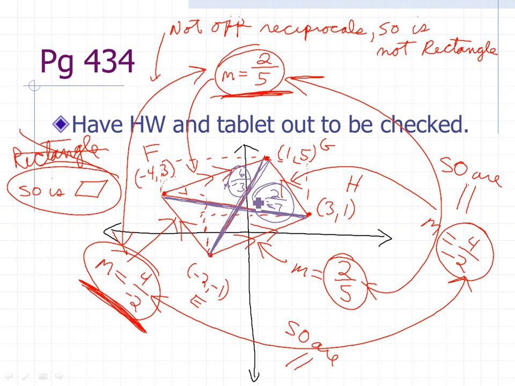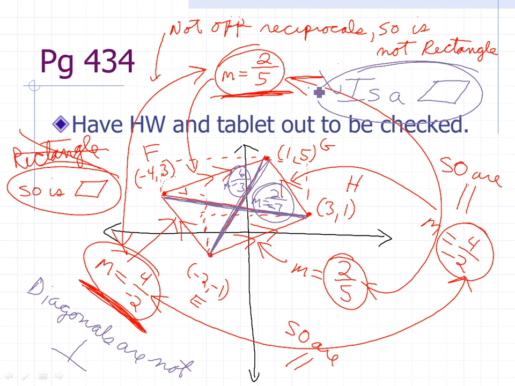-3 over 6. What's the opposite reciprocal of 2 over -7? Close. Just 7 over 2. Get rid of the negative. All right, so they're not opposite reciprocals. So the diagonals are not perpendicular. Well, if the diagonals are not perpendicular, it's not a rhombus. What's the only name we can give it? Parallelogram. So this shape is a parallelogram. It's the best name we can give it.